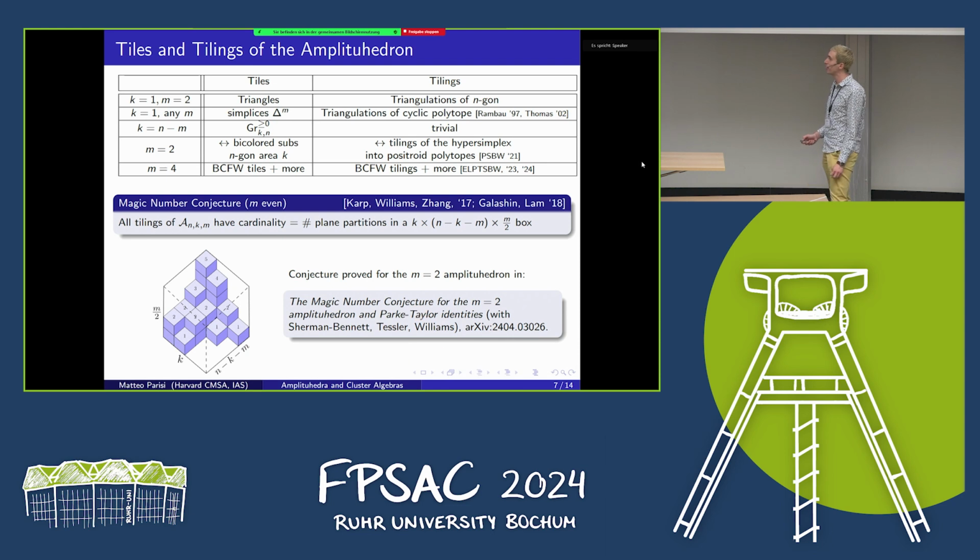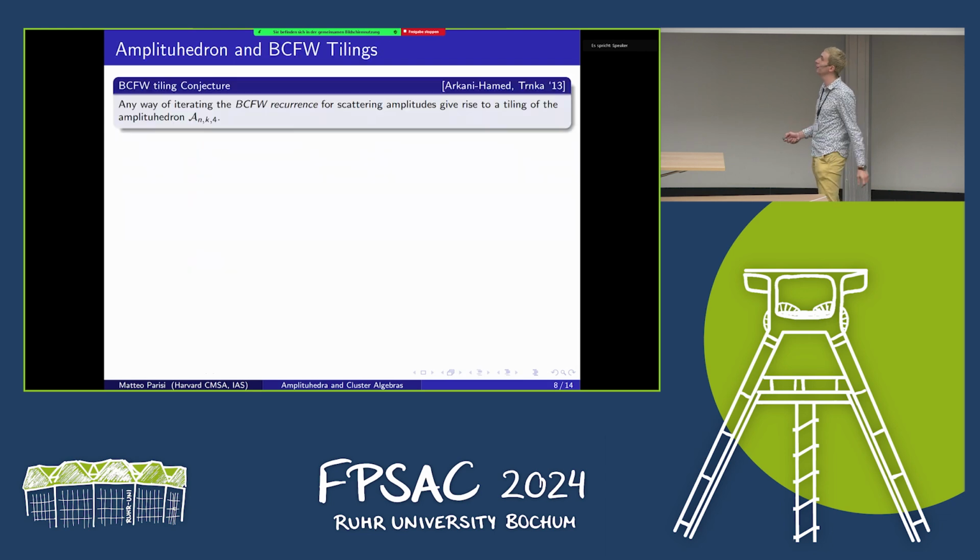Teslas, and Williams. Okay, so this gave a motivation to study tilings from a physical point of view and from a combinatorial point of view. But going back to m equals 4, there was this conjecture from physics that the BCFW tilings, this conjecture from physics that was saying that any way of iterating the BCFW recurrence for scattering amplitudes would give rise to a tiling of the m equals 4 amplituhedron.